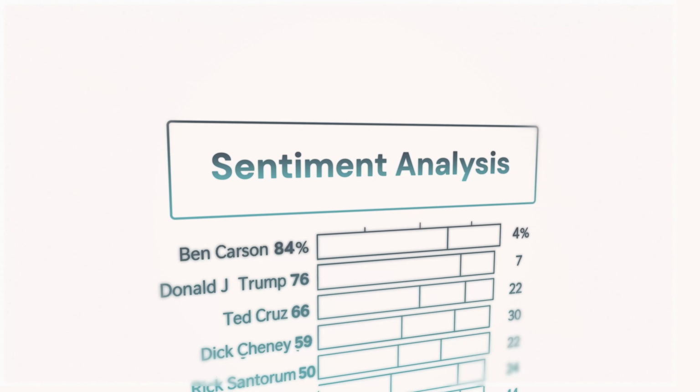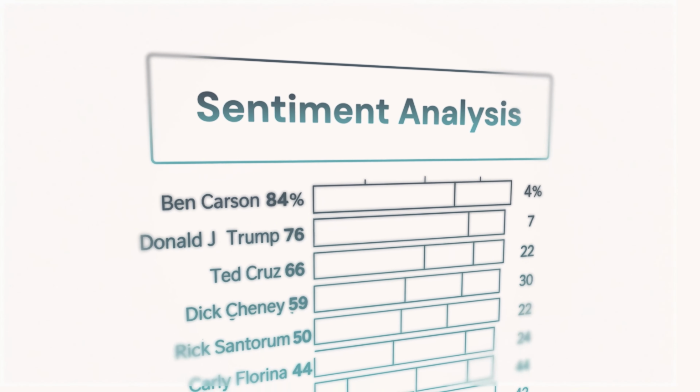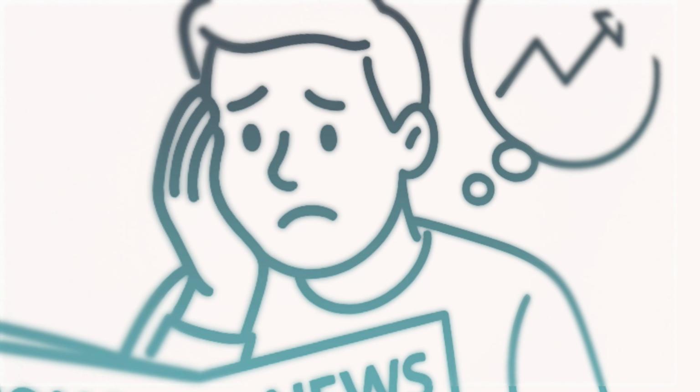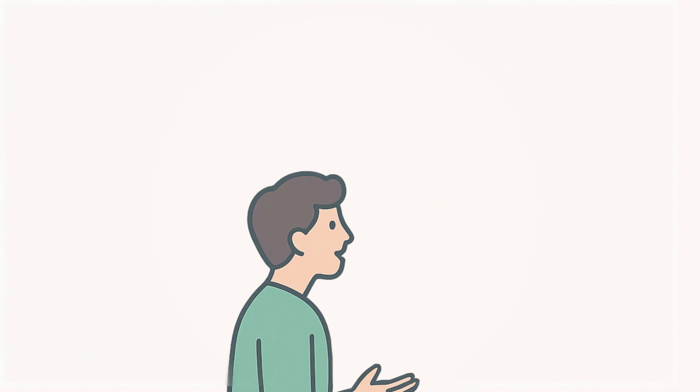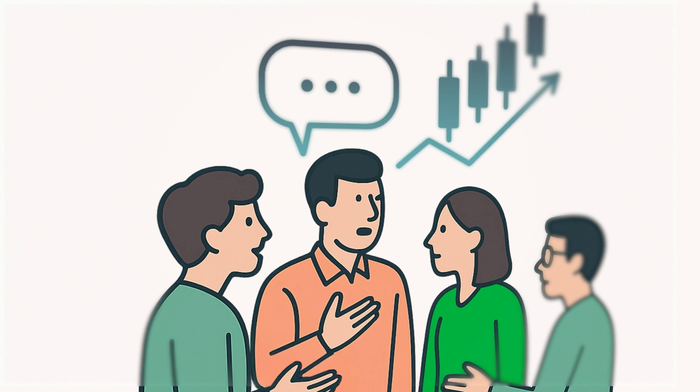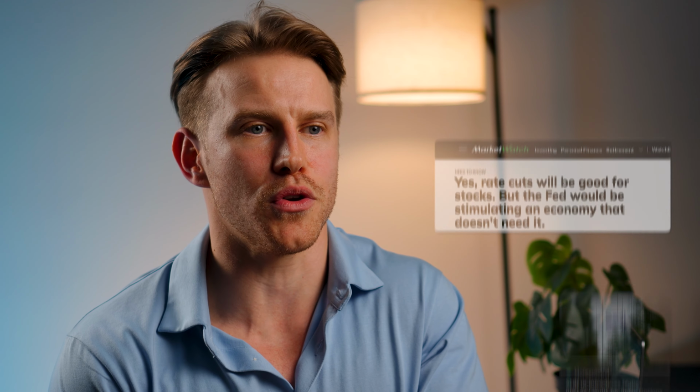The third lens is the most underrated, but also one of the most powerful. It's called sentiment analysis, and it's all about one thing: how people feel. Back to the trees. Sounds weird, right? Trading on feelings? Well, here's the truth. Markets aren't moved by charts or data. They're moved by people reacting to charts and data. Fear, greed, panic, euphoria. These emotions drive price movements in real time.